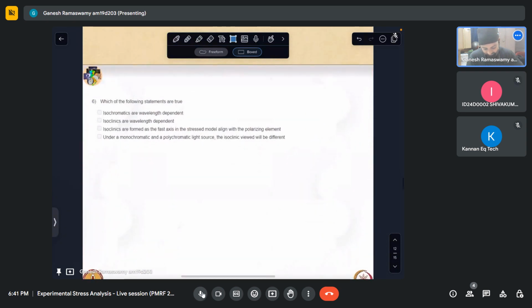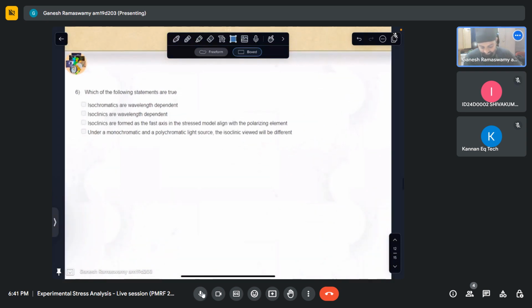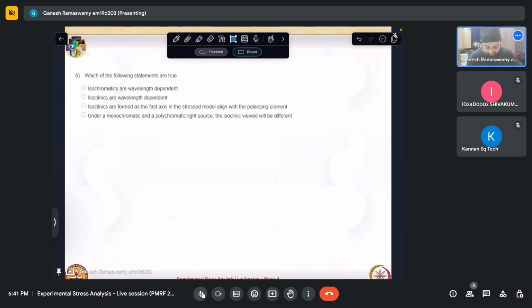Okay. So let us look at this question. Which of the following statements are true? Isochromatics are wavelength dependent. Isoclinics are wavelength dependent. Isoclinics are formed when the fast axis in the stressed model aligns with the polarizing element. Under a monochromatic or a polychromatic light source, the isoclinic viewed will be different.